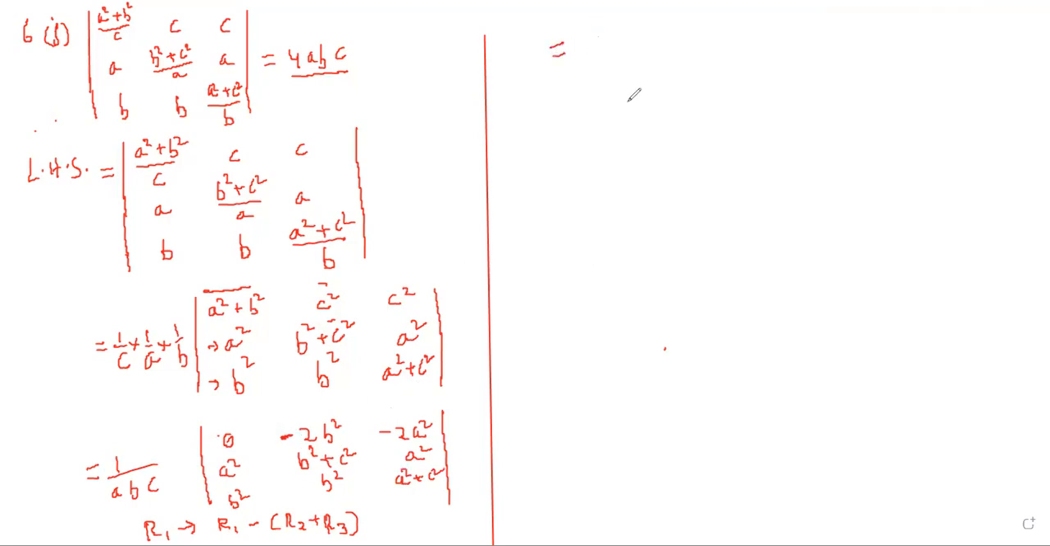Two is common from the first row, minus 2 actually. So we can take minus 2 common over ABC. In the first row we get 0, b square, c square.